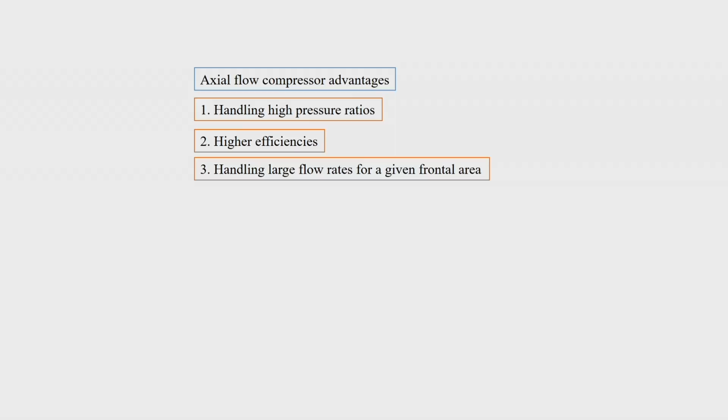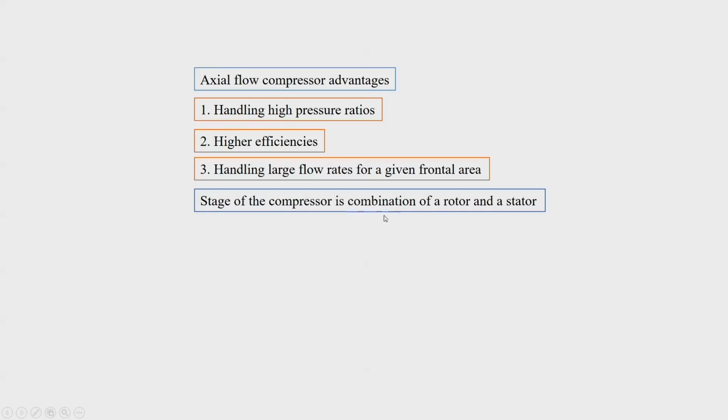So, lesser drag is also an advantage of an axial flow compressor for a given frontal area. Okay. Now, a stage: as we have seen, a compressor is designed in multiple stages. A stage of a compressor comprises, as we saw in the last slide, a rotor and then a stator. So, the rotor and stator combination is called a stage of a compressor.